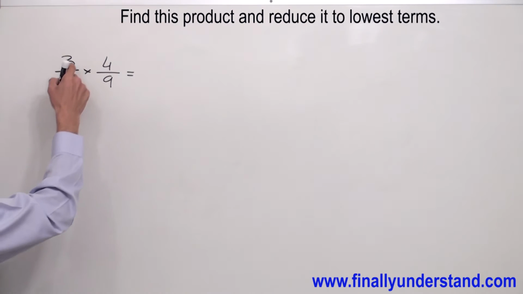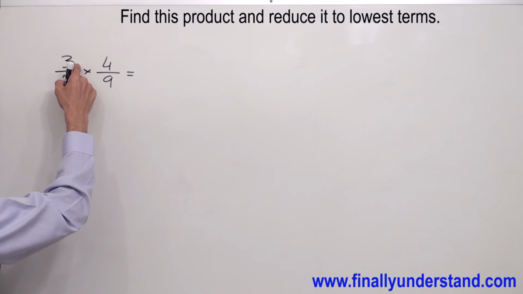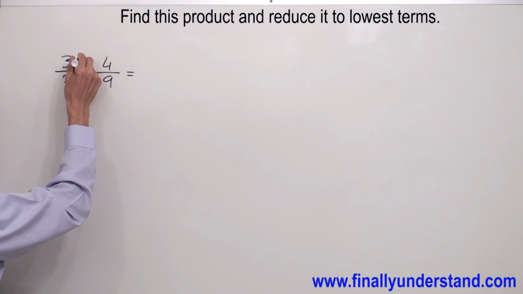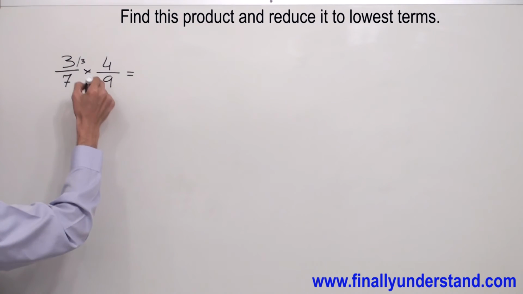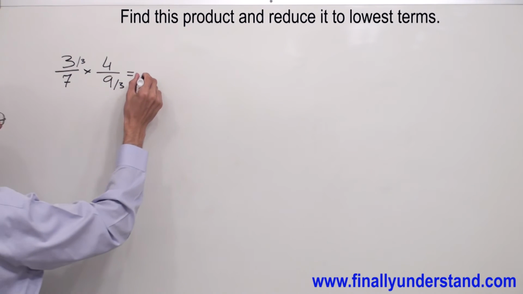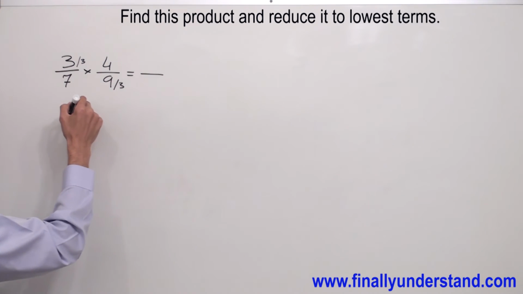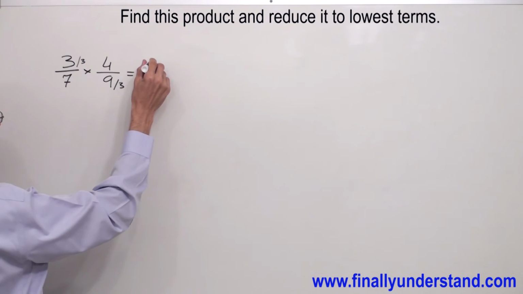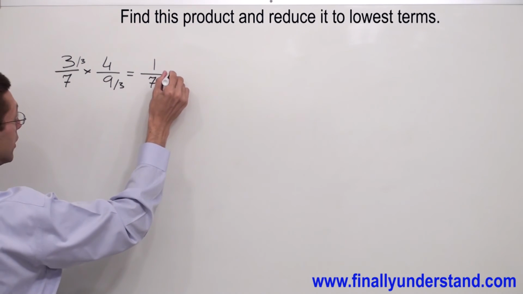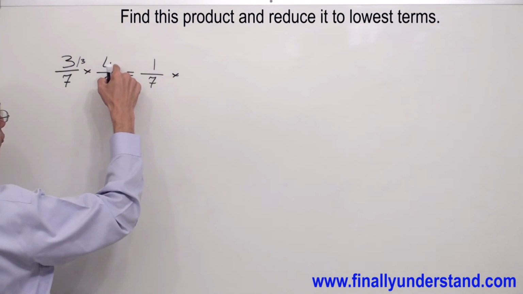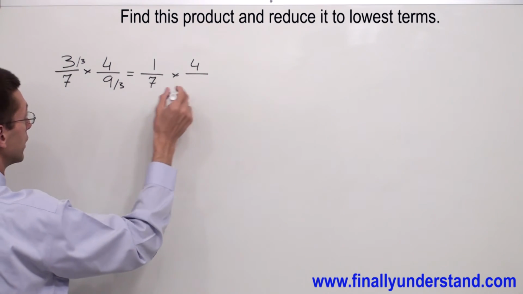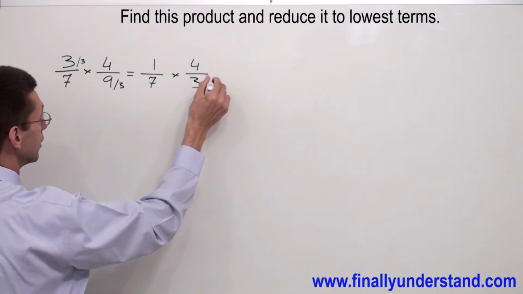Okay? 3 is divisible by 3 and 9 is divisible by 3. So that's why I'm going to divide 3 by 3 and 9 I'm going to also divide by 3. So my problem is going to look like this. 3 divided by 3 gives me 1. 7 stays the same, times 4 over 9 divided by 3 gives me 3.